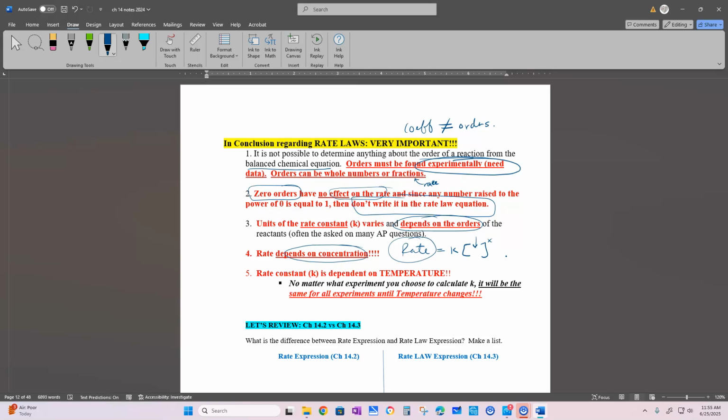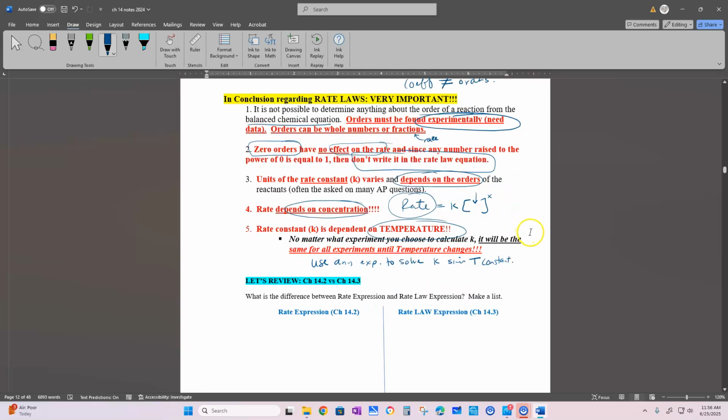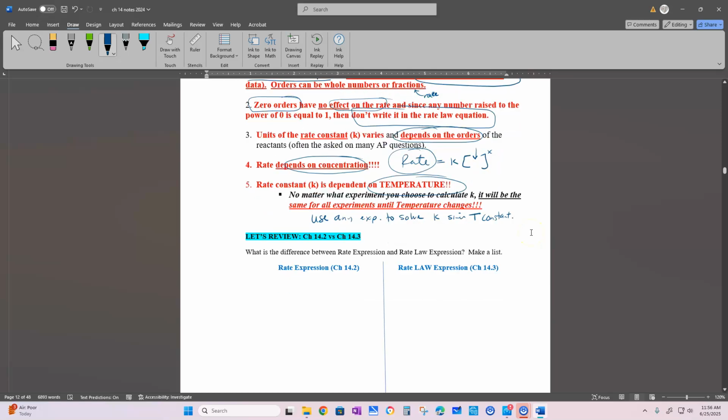The rate constant depends on two things, temperature and the orders. So no matter what experiment you choose, it'll be the same K for every experiment as long as temperature stays the same. So you can use any experiment to solve for K since temperature is constant, which you know in AP by now. We're going to keep it constant to keep the math nice and pretty. But you know in life, it's going to change sometime, which it's going to in this chapter later on.